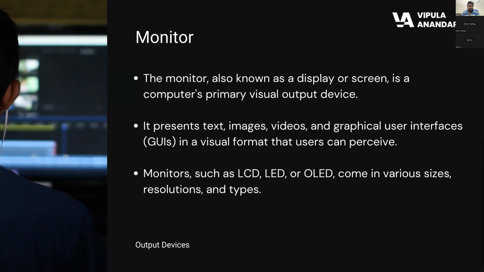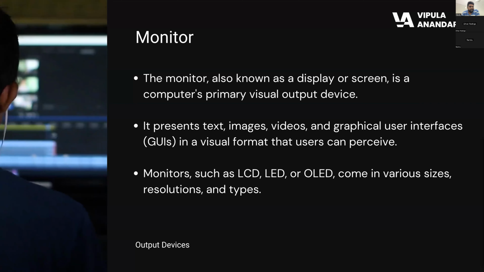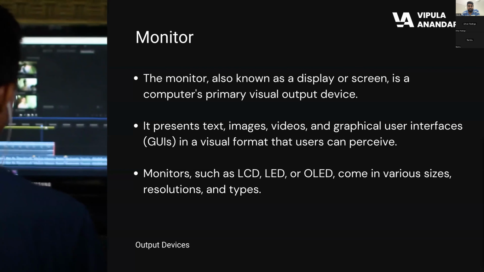Monitors come in multiple different types, such as LCD, LED, or OLED, in various sizes, resolutions, and types. Now we are not talking about CRT monitors, also known as cathode ray tube screens, which are the old generation of screens or displays we used a couple of years ago.